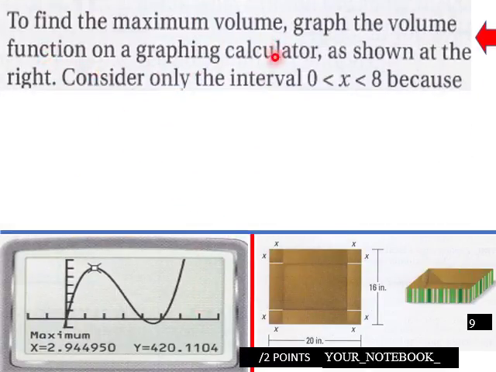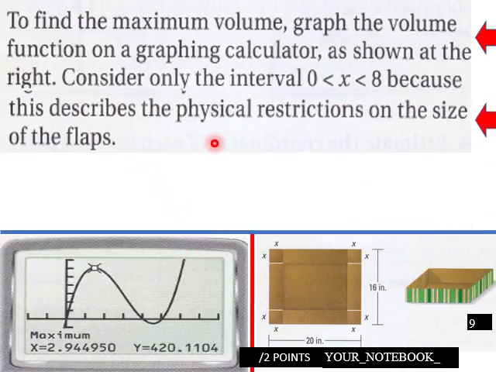So to find the maximum volume, graph the volume function on a graphing calculator, which this is here, and consider only the interval 0 to 8. Why? Because this describes the physical restrictions on the sides of the flaps. If you have a 16-inch wide piece, it could not be more than 8 inches. That would be impossible. So our domain here is between 0 and 8.